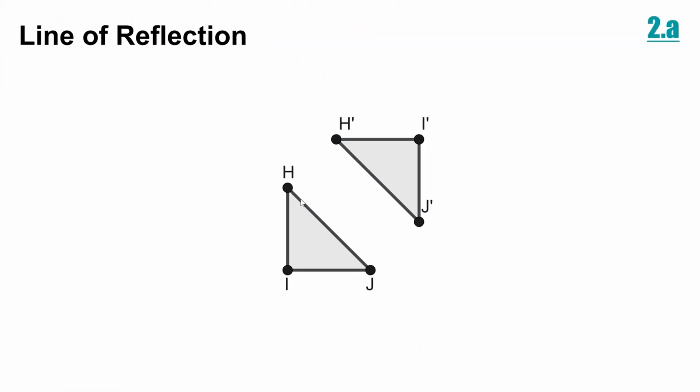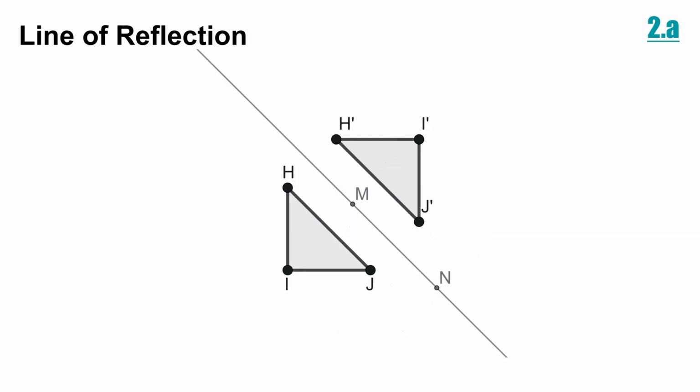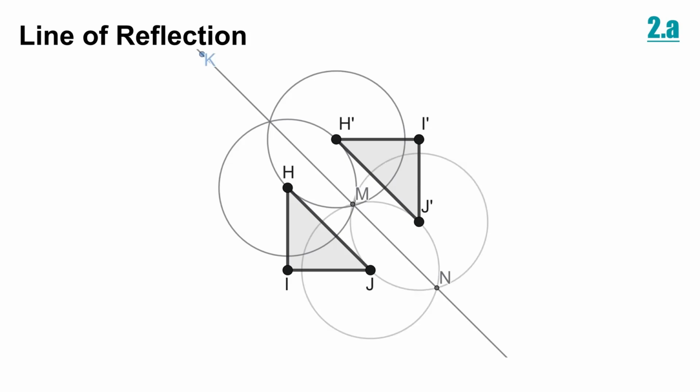Perpendicular bisectors can be used to find the line of reflection. In fact, the perpendicular bisector is the line of reflection. The perpendicular bisectors of each preimage and image all fall on the same line.